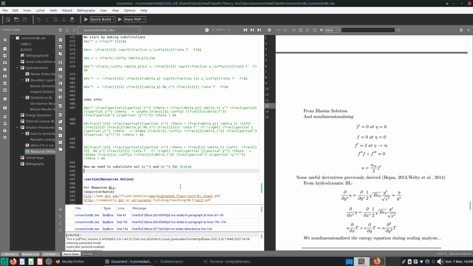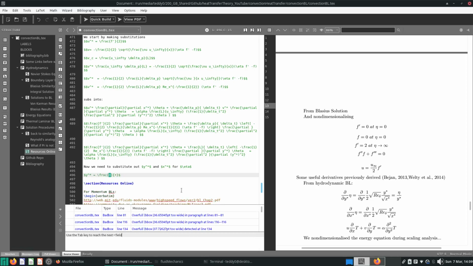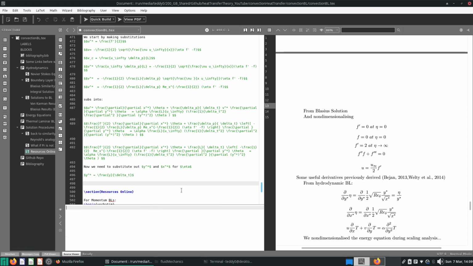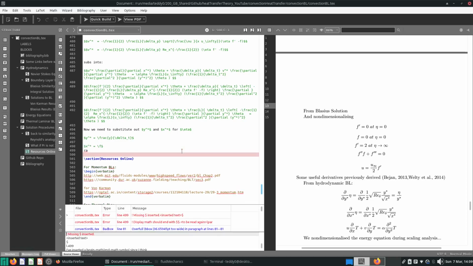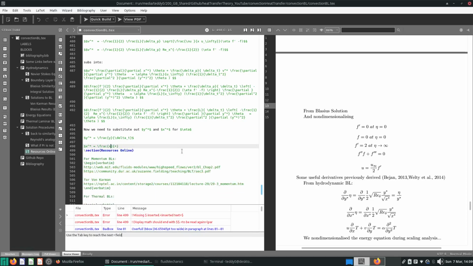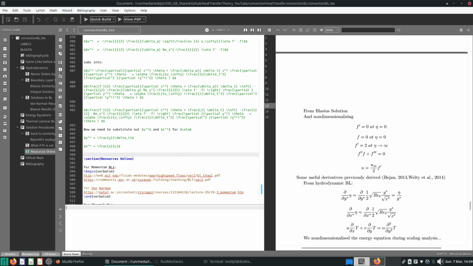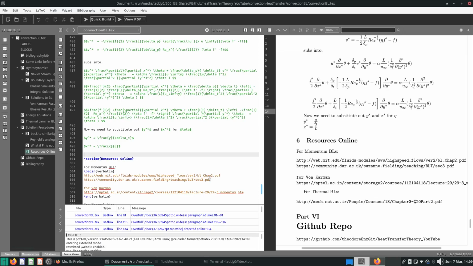Okay, so let's start by defining y and y star. Y star equals to fraction y over delta t, because delta t is the thermal boundary layer. It's our length of interest. X star equals to fraction x over L, where L is the length up to which we are interested. Okay, so maybe we can use the x derivatives there. Let me do a double dollar sign so that it will become, yeah.